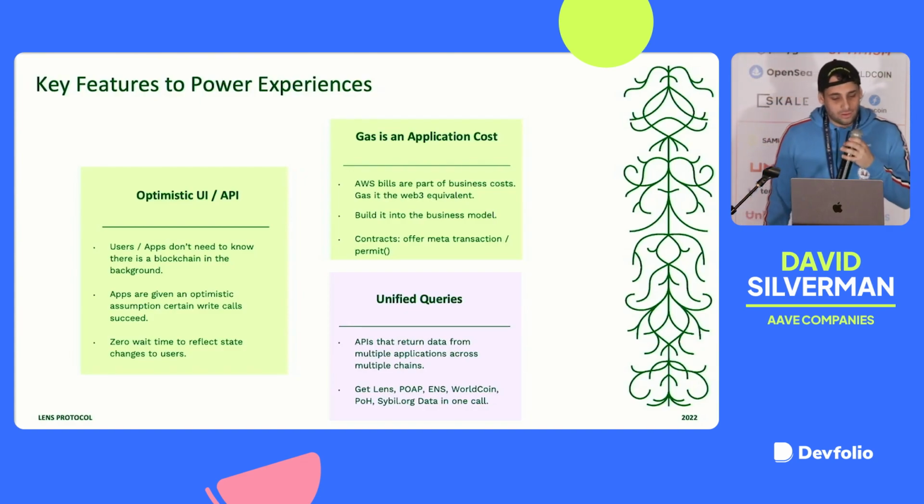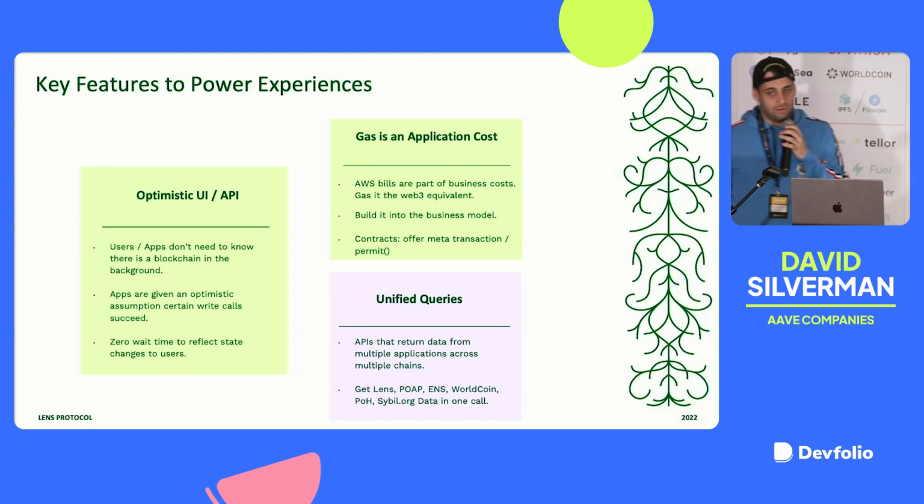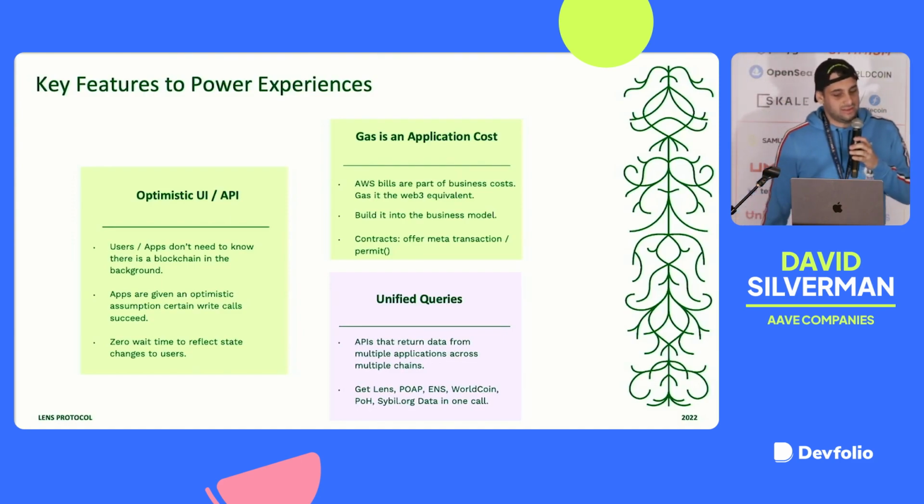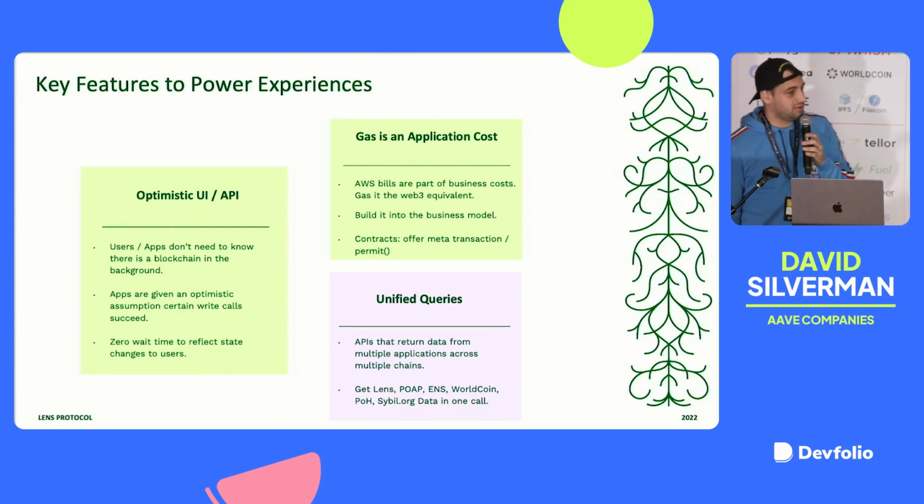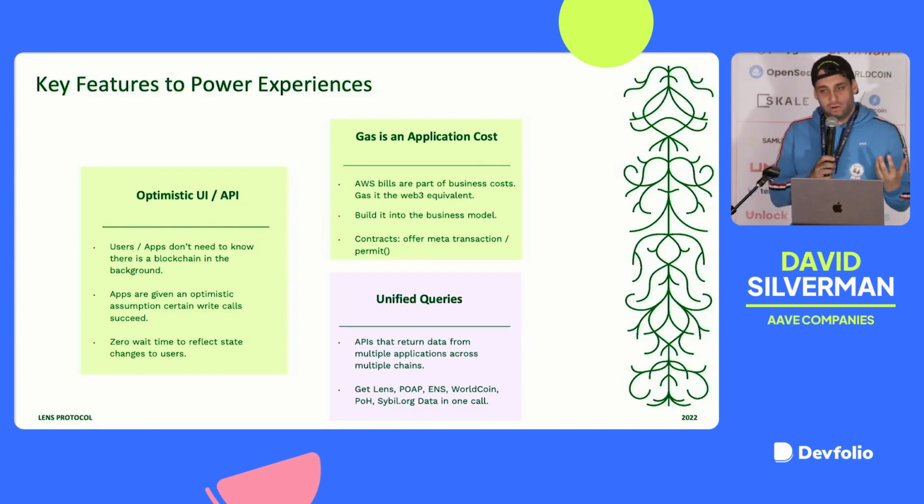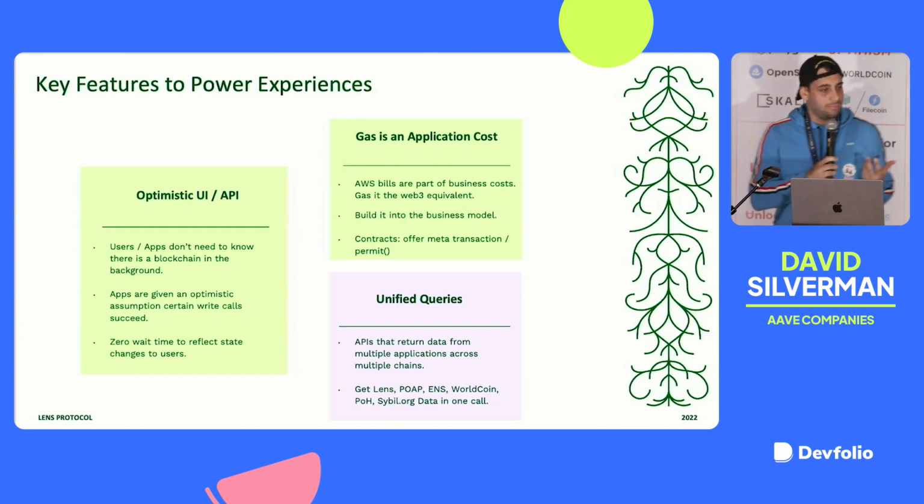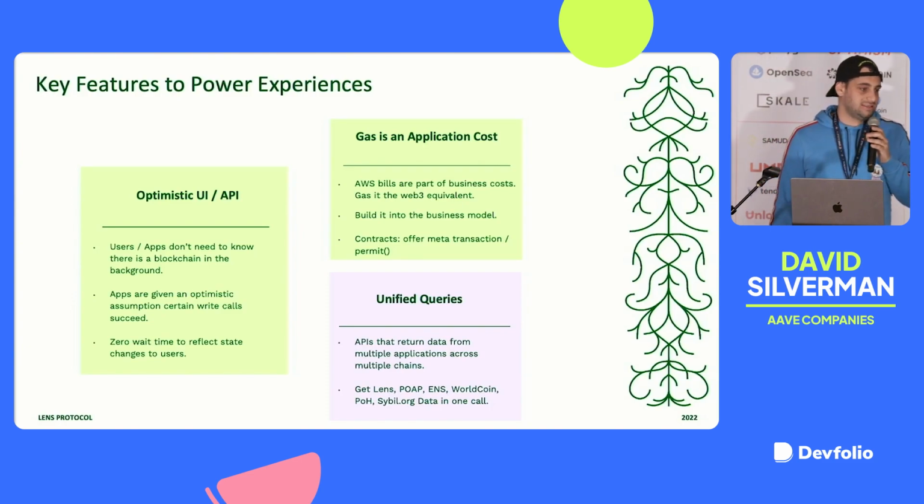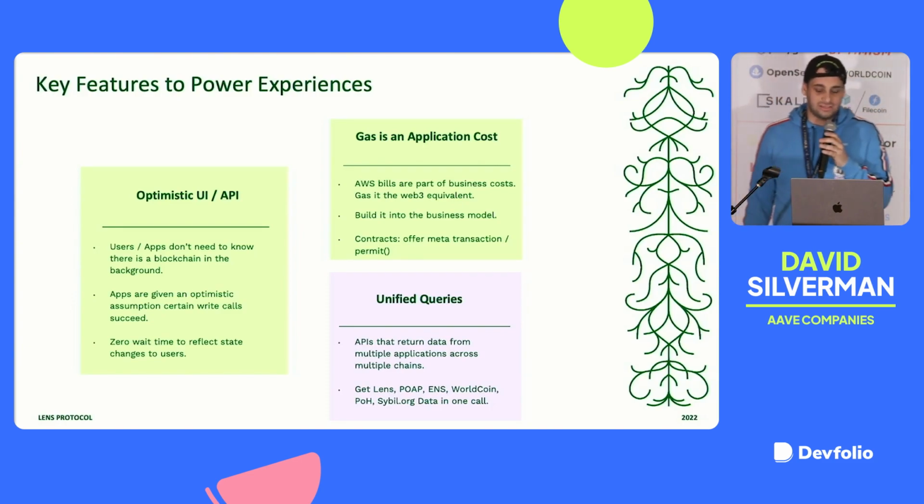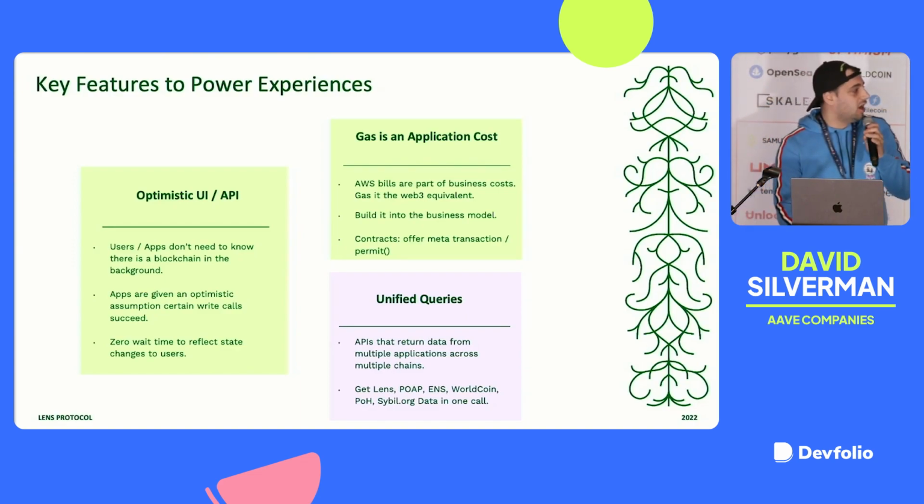We also have this thing called the optimistic UI or the optimistic API. It's something we just released that causes users and apps not to know there is a blockchain running in the background. Apps are given an optimistic assumption that certain write calls succeed. If I follow you on Lens, on a Lens app using the Lens optimistic API, then any app reading from the optimistic API will assume the follow succeeds and update, regardless of hard refreshing the session or otherwise. This allows zero wait time to reflect state changes to users and gives an incredible feeling of responsiveness. And we're going to be expanding this to many more calls than the Lens system and hope that other developers use this on their contracts or their SDKs.